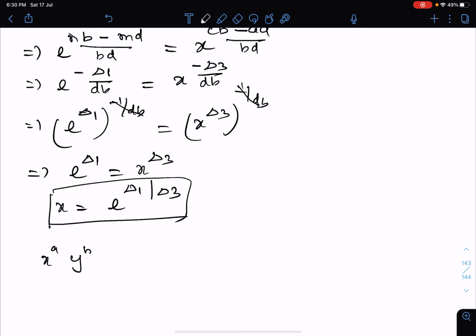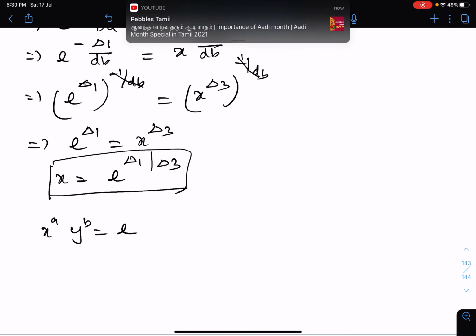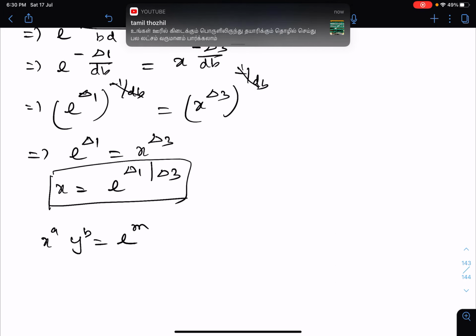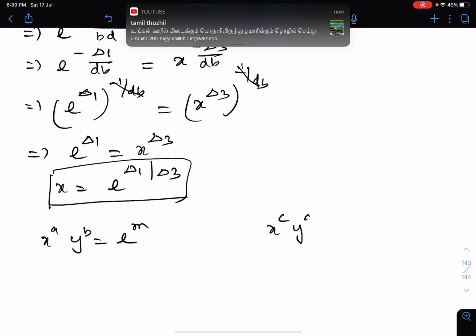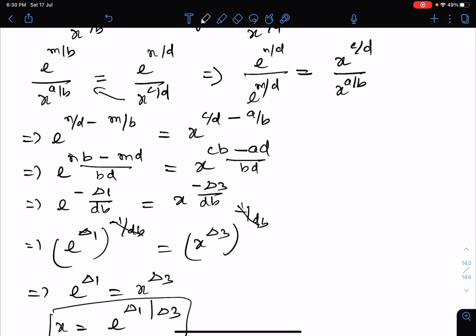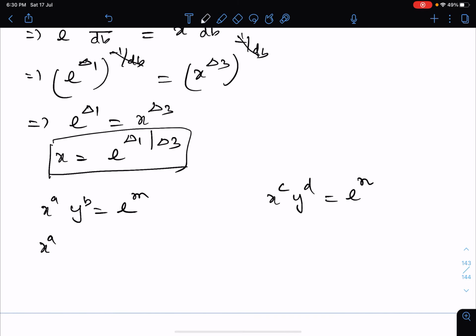Okay, so again you are going to get x^a y^b, x power a y power b equal to e power m, isn't it? E power m. And the next expression is going to be x^c y^d equal to e power n. This is our expression, isn't it? So here again now you are going to take y this side. Now you are going to bring your x. So x you are going to place as it is. x power a equal to e power m by y power b. Here x power c equal to e power n by y power d.